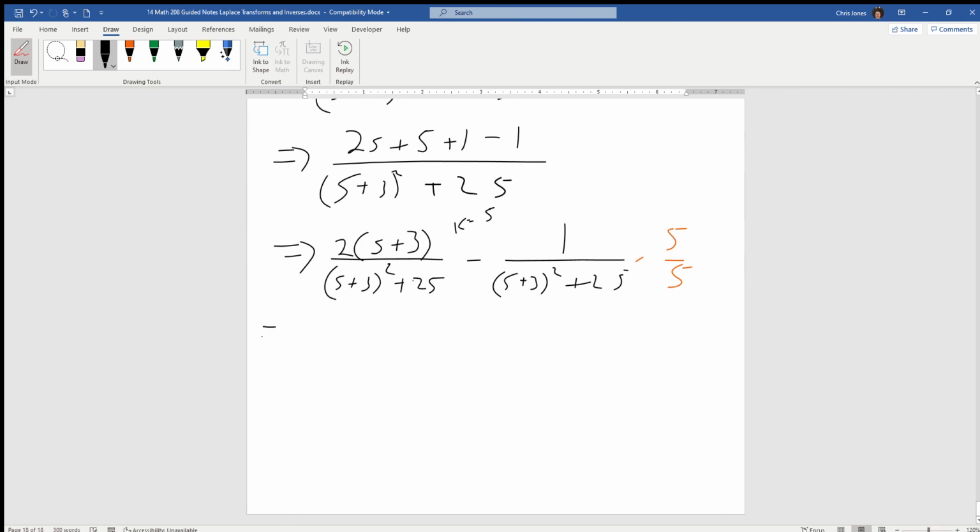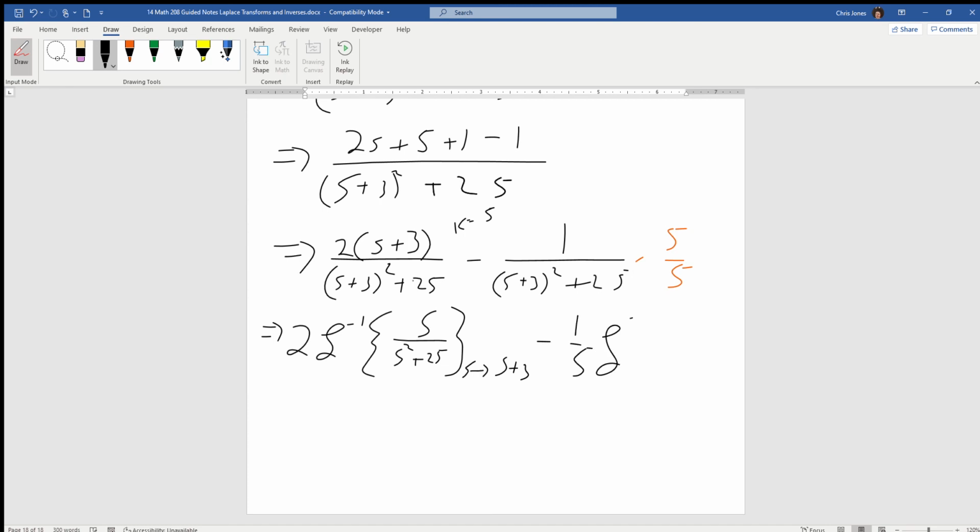So now we can rewrite this as 2 inverse Laplace of s over s squared plus 25 as s approaches s plus 3, minus 1/5 inverse Laplace of 5 over s squared plus 25 as s approaches s plus 3. And then finally, we can just go ahead.